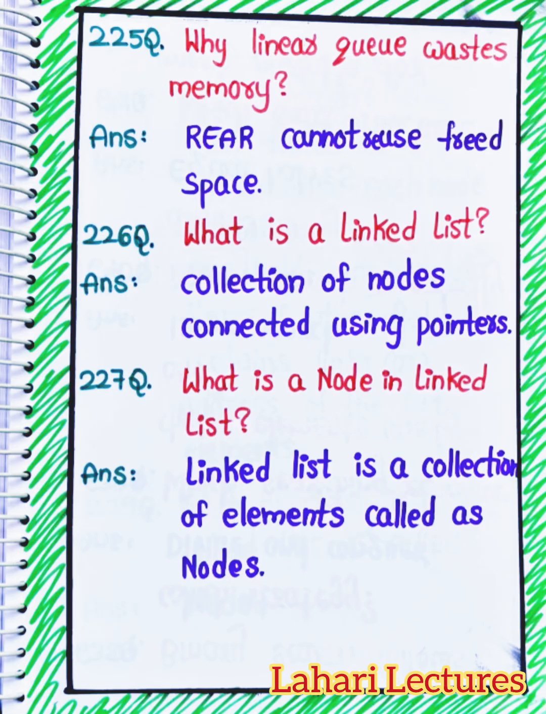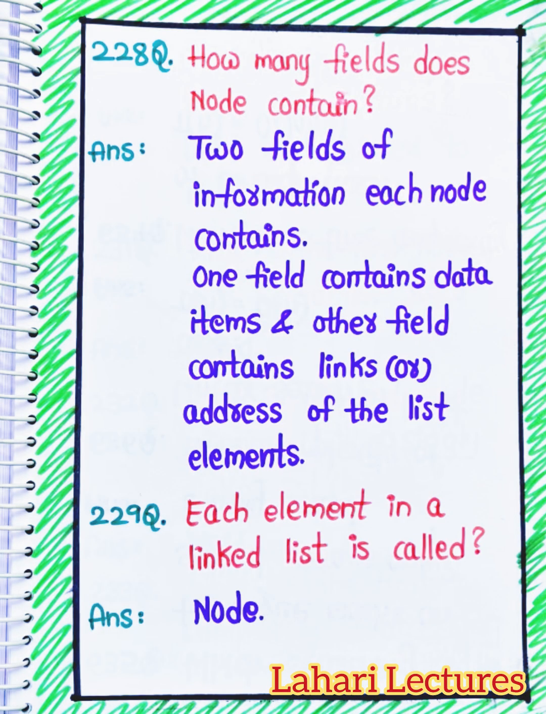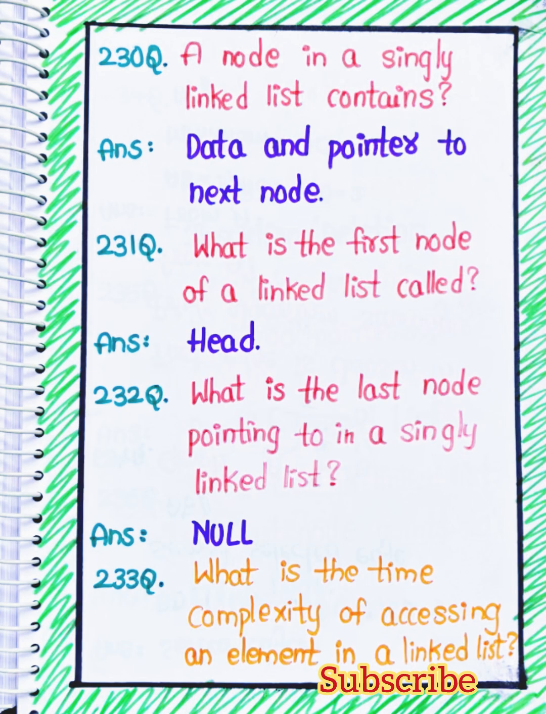Next question, what is a node in linked list? Linked list is a collection of elements called as nodes. How many fields does node contain? 2 fields of information. Each node contains one field contains data items, another field contains links or address of the list elements. Next question, each element in a linked list is called node. A node in a singly linked list contains data and pointer to next node.